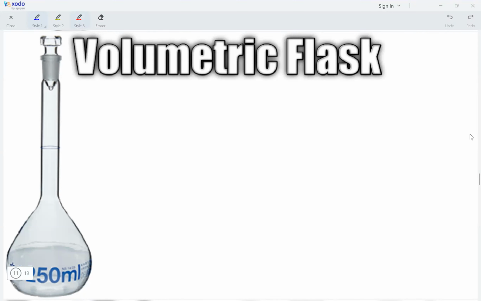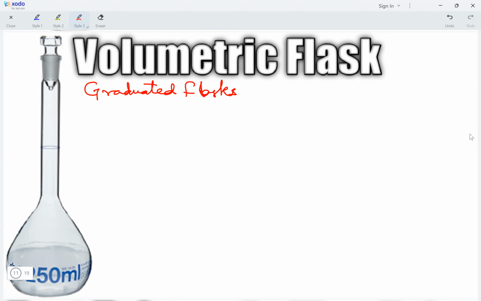Volumetric flasks are also known as graduated flasks, and their purpose in a chemistry lab is for preparation of dilute solutions. So the volumes available for the volumetric flask are variable, starting from 50, 100, 250, 500, and 1 dm cube or 1000 cm cube. These are the common ones found in the lab.